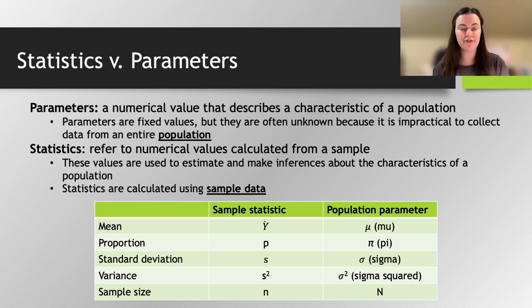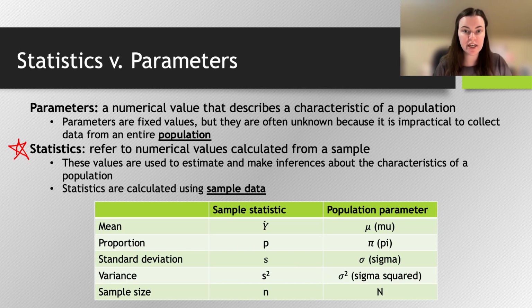Before we discuss all of the various sampling strategies that statisticians use, I want to make sure that we have a firm understanding of the difference between these two terms listed here, which is a parameter and statistics. Up until this point, we have been primarily concerned with this idea of statistics, which refers to numerical values that are calculated from a sample. These values are used to estimate and make inferences about the characteristics of a wider population. Statistics are also calculated using sample data.